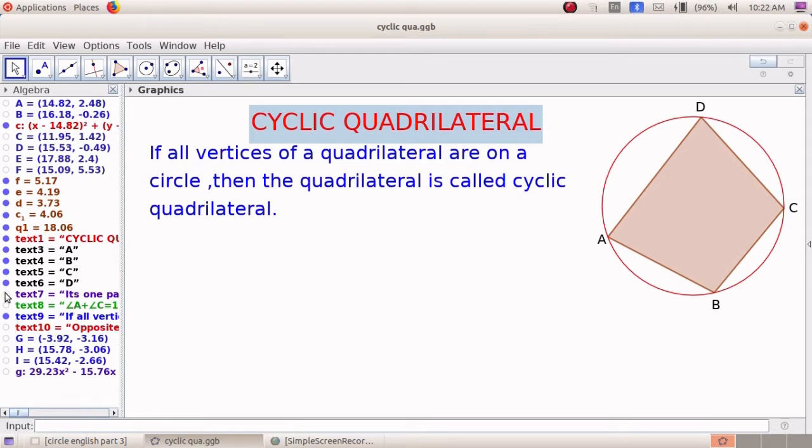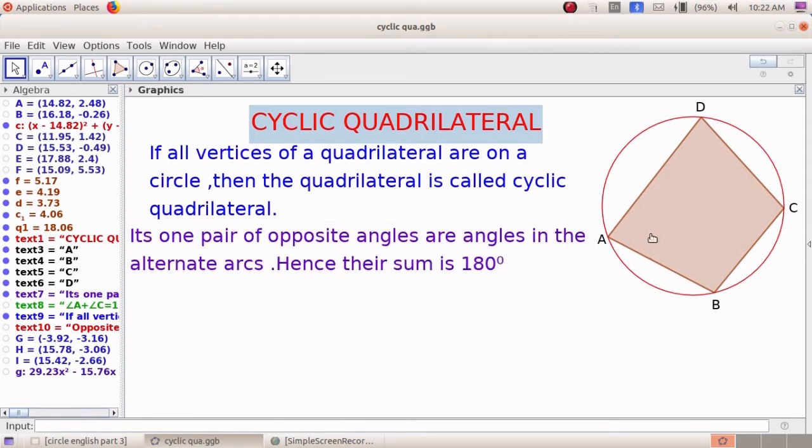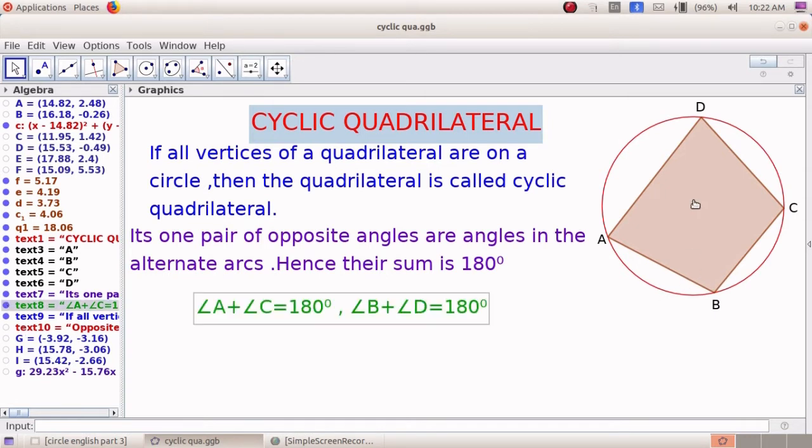Let us write that. Here in this figure, angle A plus angle C are angles in the alternate arcs, therefore their sum is 180 degrees. Like that, angle B plus angle D also is 180 degrees. Hence here we get a result. If we consider a cyclic quadrilateral, its opposite angles give the sum 180 degrees, or its opposite angles are supplementary. For any cyclic quadrilateral, its opposite angles are supplementary.